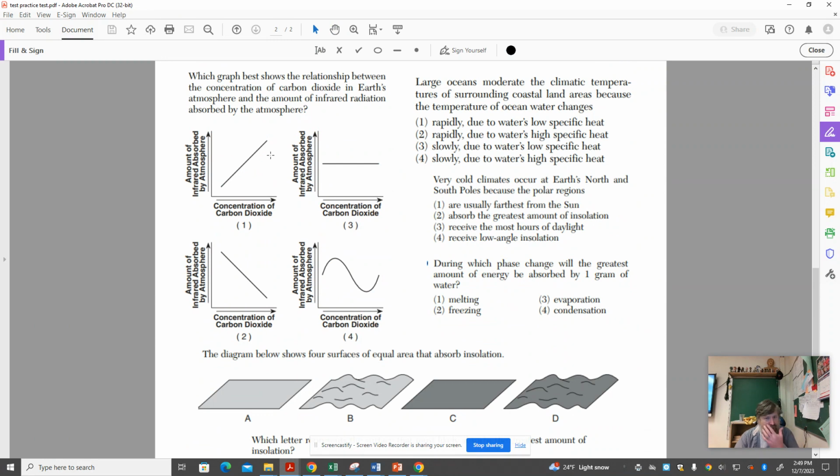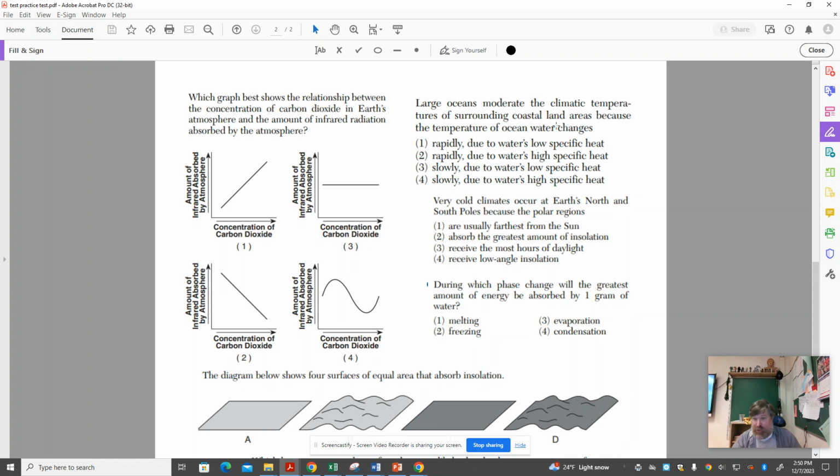Which graph best shows the relationship between the concentration of CO2 in the atmosphere and the amount of radiation absorbed? This is the idea with climate change that we'll continue to talk about later on. Right now, all we're saying is that greenhouse gases do absorb infrared, very easily demonstrable. So if we have more and more of those greenhouse gases, carbon dioxide being one of them, then the atmosphere will absorb more and more of the heat. As the CO2 goes up, the energy absorbed goes up. Choice 1.